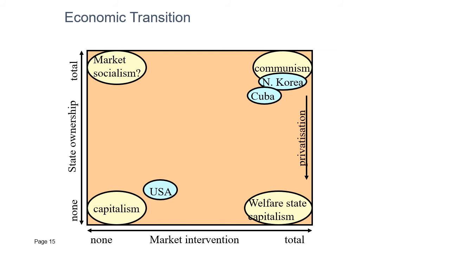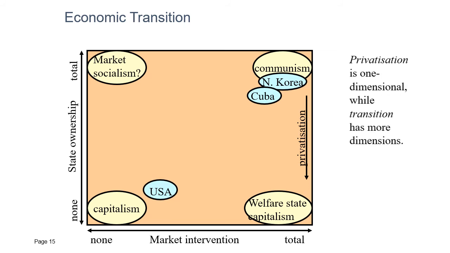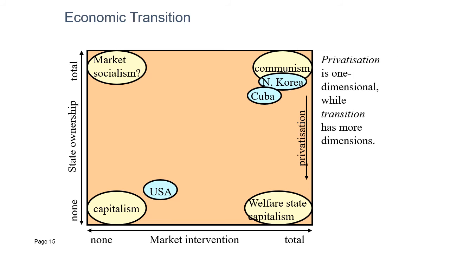Unfortunately, if we look at other concepts like privatization, then it's actually a one-dimensional thing. It's only looking at economic transition in terms of state ownership. So it's a one-dimensional look. And that's just the idea of moving from where government owns everything to where firms own everything, where government sells all the assets to firms.